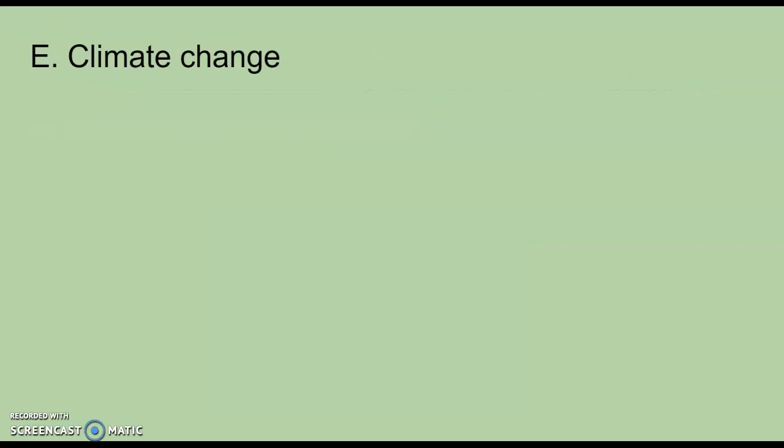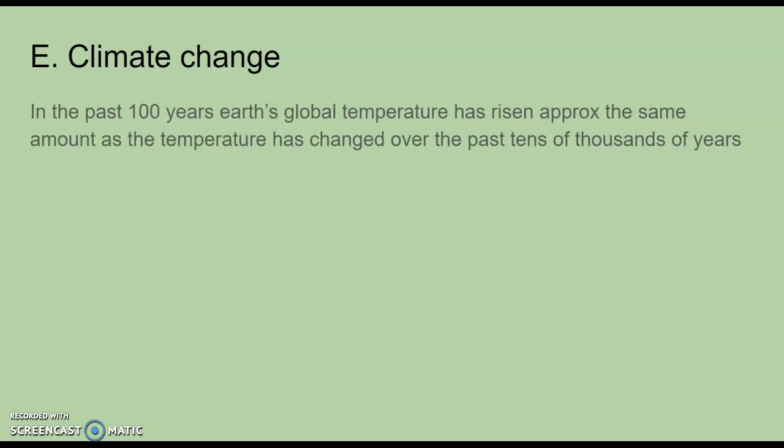And the last topic for our course is climate change. In the past 100 years, Earth's global temperature has risen approximately the same amount as it has over tens of thousands of years. So when people say the Earth's temperature fluctuates through history, yes, that's definitely true. But over the tens of thousands of years in the past, our temperature has gone up that much in the past 50, 100 years. So it's not that our temperature is rising that is the main issue, it's how fast it's rising.